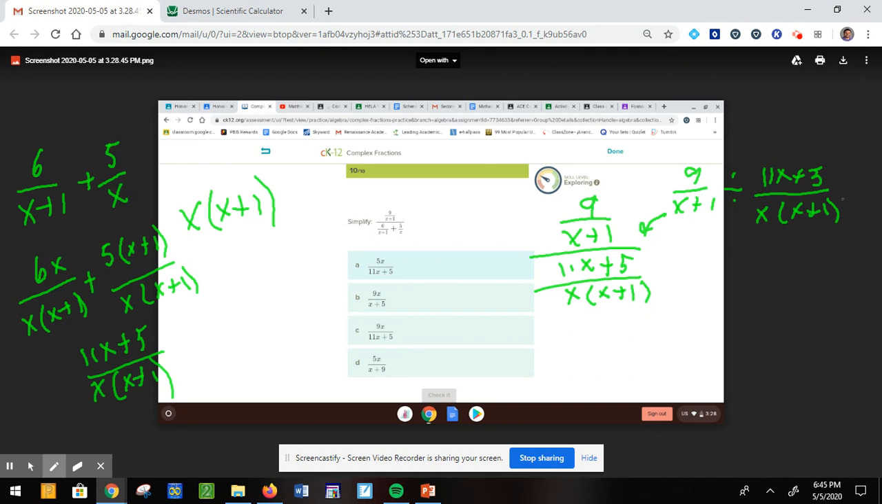The reason why we did that is because now we can just make it multiplication. Keep, change, flip. So it'll be 9 over x plus 1 multiplied. Again, change the division to multiplication. We're going to flip that fraction. So it'll be x times x plus 1 all over 11x plus 5. The x plus 1s are going to cancel. And we get 9x over 11x plus 5.